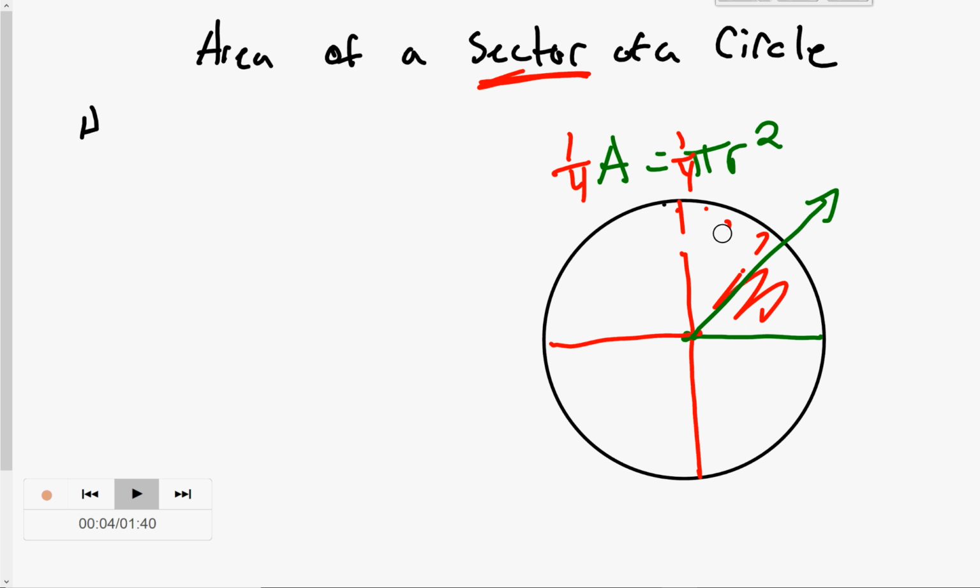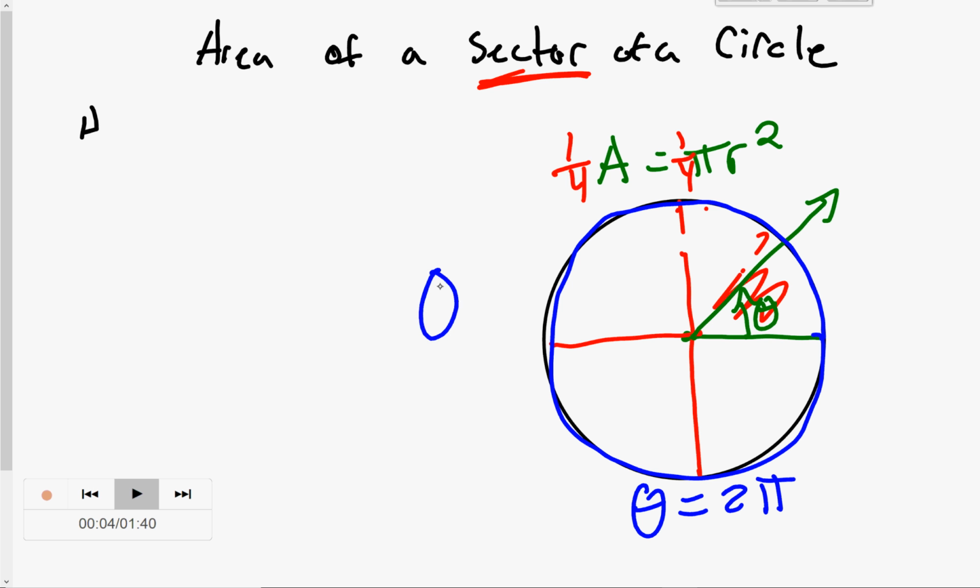Okay, well, I know that my angle is opening up so much, right? So I have some type of angle that this is opened up to, that I want this area. But I know for a full circle, my angle is 2 pi, right? So the angle for a full circle would be 2 pi. And if I just wanted part of that, then I would just have to take whatever angle I want it to open up to, divided by my full circle, right?